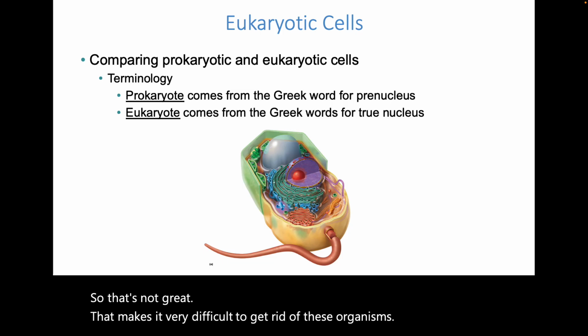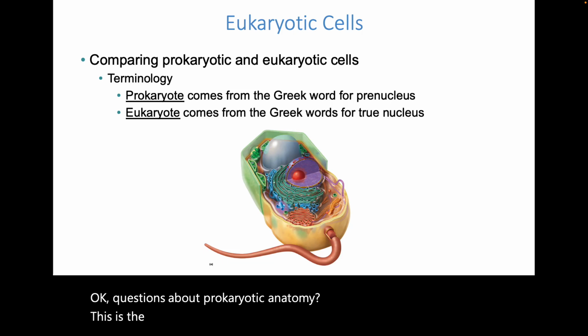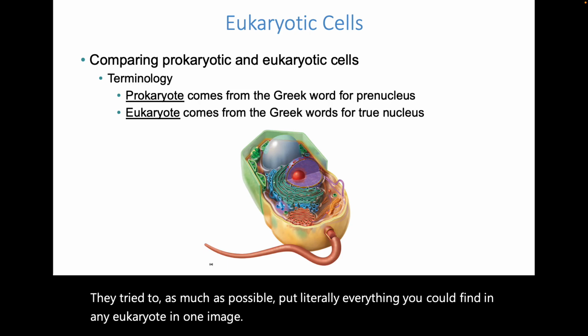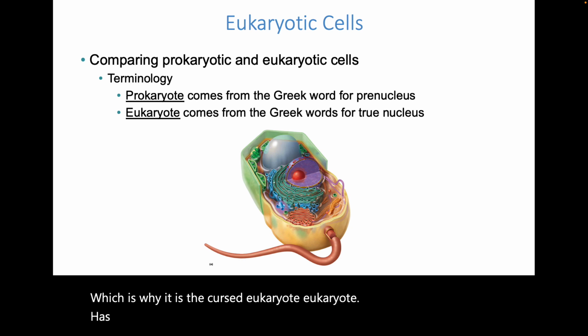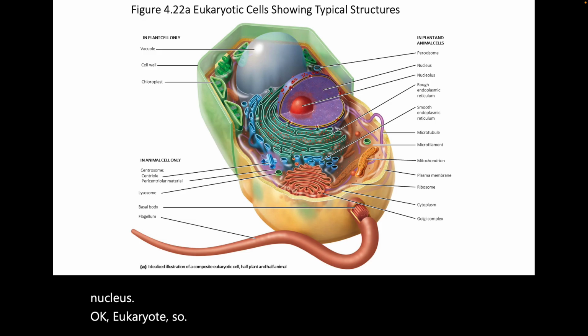Okay, questions about prokaryotic anatomy. This is the cursed eukaryote. There's no eukaryote that looks like this. They tried to, as much as possible, put literally everything you could find in any eukaryote in one image, which is why it is the cursed eukaryote. Eukaryote has a nucleus, so the name literally means true nucleus. Prokaryote, pre-nucleus. Okay, eukaryote. I understand why they do the image. I hate the image, but it's okay.